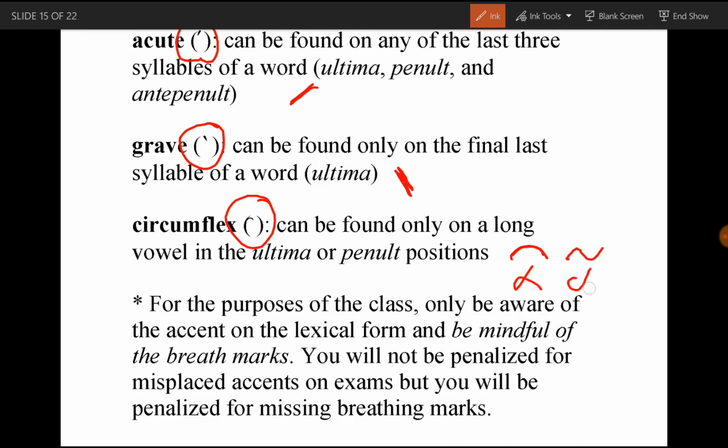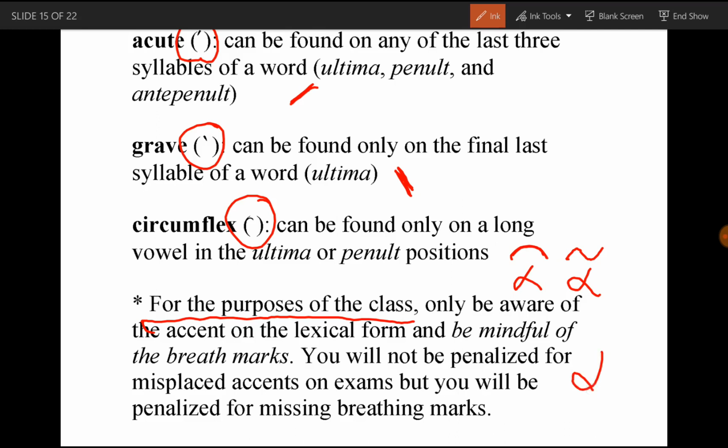So I'll put the alpha here so you can see how it's used. And this indicates what syllable is stressed in the word. Now, for the purposes of the class, you only need to be aware of the accent on the lexical form, especially when it occurs in the dictionary form, because you want to know how to pronounce words correctly. So where do you put the stress? So you're aware of accents for where you put the stress in your pronunciation of a word.